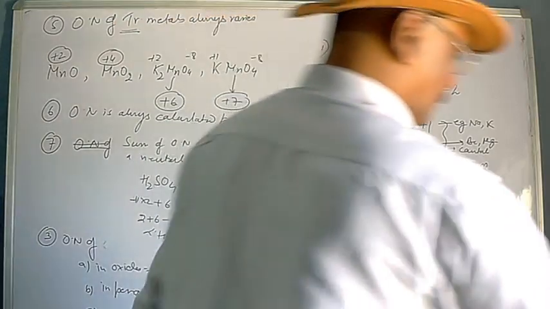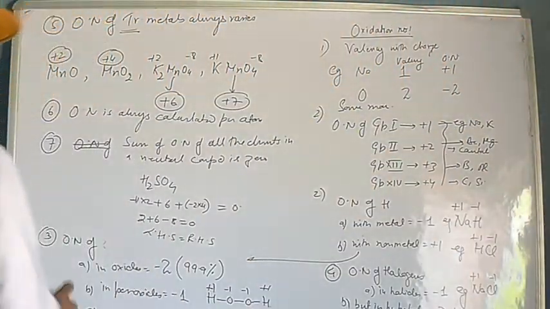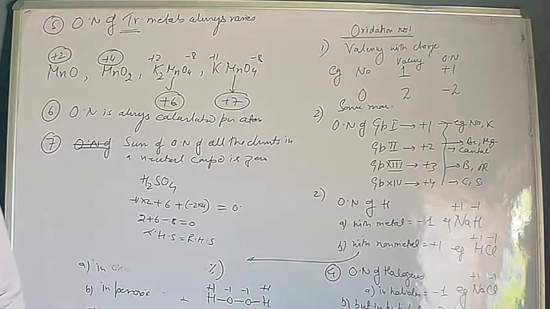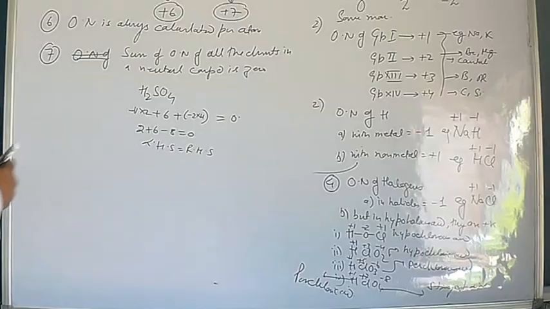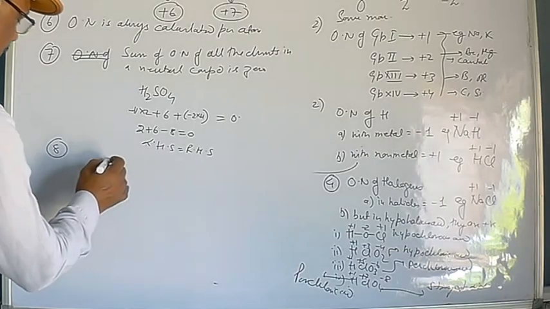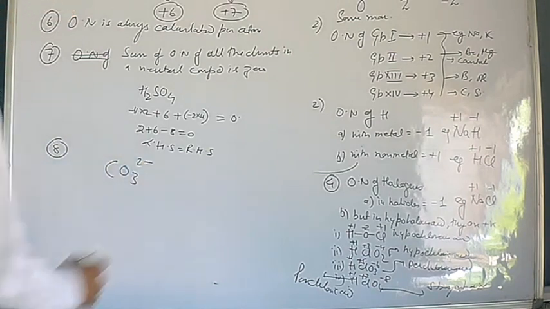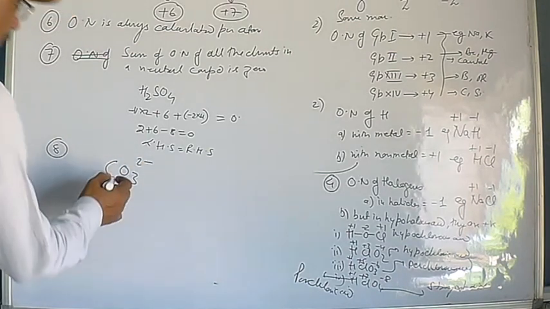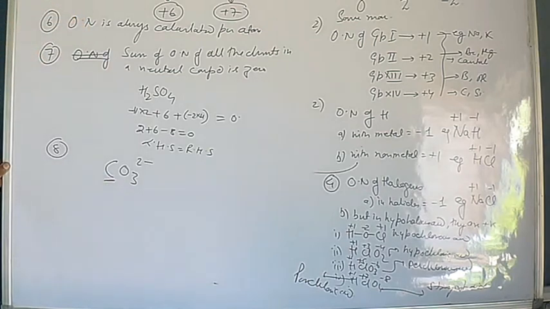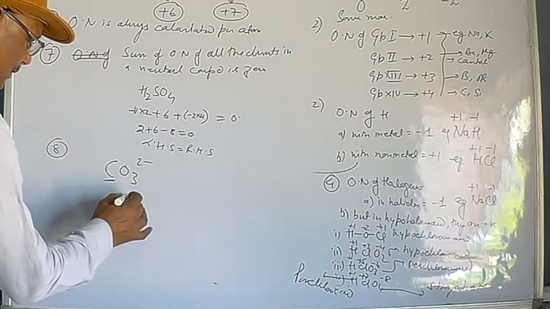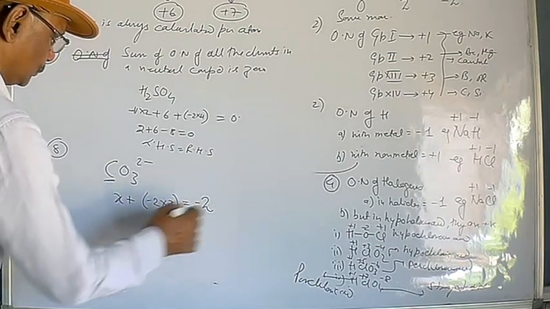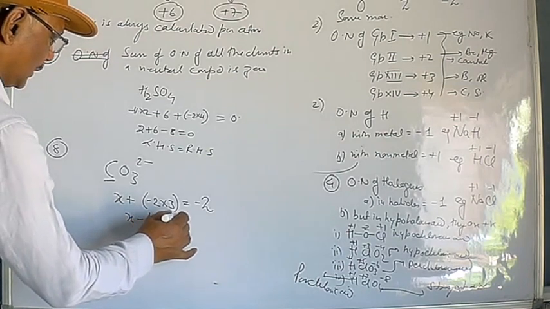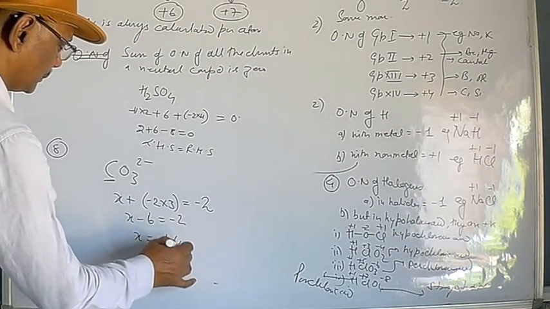But for ions, it is different. Class, I repeat, for ions it is different. Let us take the example of carbonate. If I want to find the oxidation number of carbon, how to write? See, let carbon be X. We know oxygen is minus 2. Minus 2 into 3 gives minus 6, and the charge is minus 2. So X minus 6 equals minus 2. So X equals plus 4.